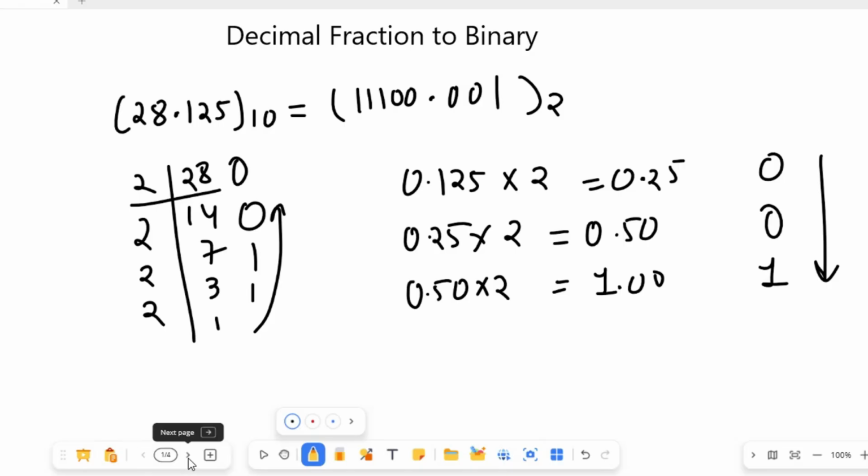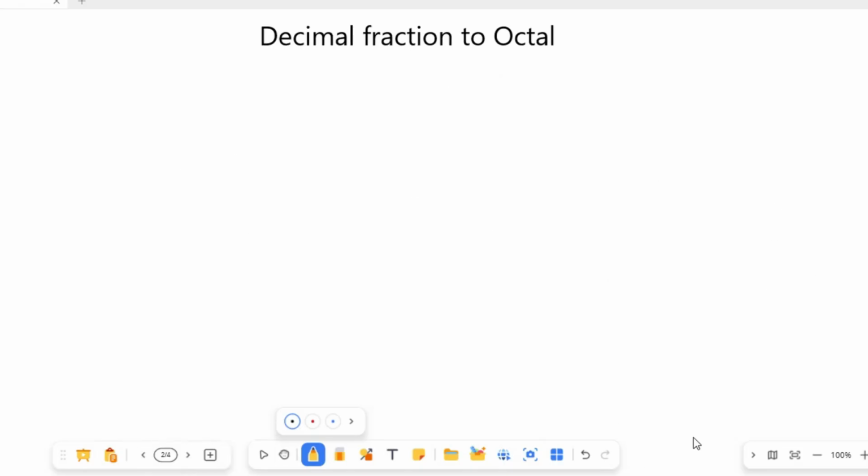Next, how to convert a decimal fraction to octal. Suppose if they have given you any decimal fraction, how can you convert that to octal? Let us see. For example, I have one question: 12.0625 to the base 10, and I want to convert it to the base 8.